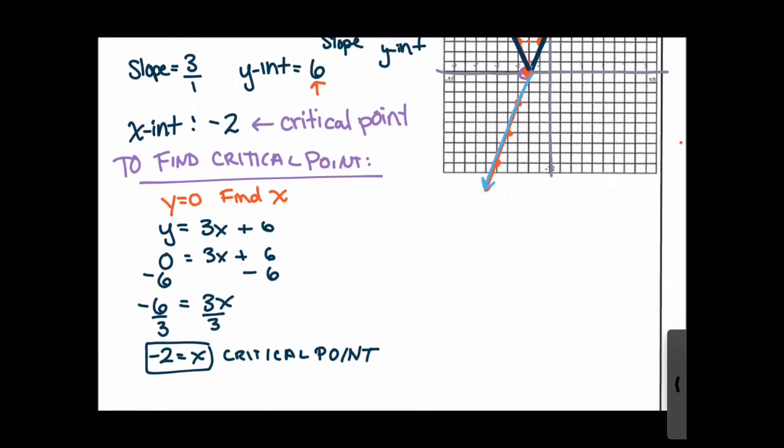We also need to identify the domain and range. The domain is your x values, and they're going to be all real numbers. And then your range, for the most part, it will always be greater than or equal to 0. And that's because they're positive values.